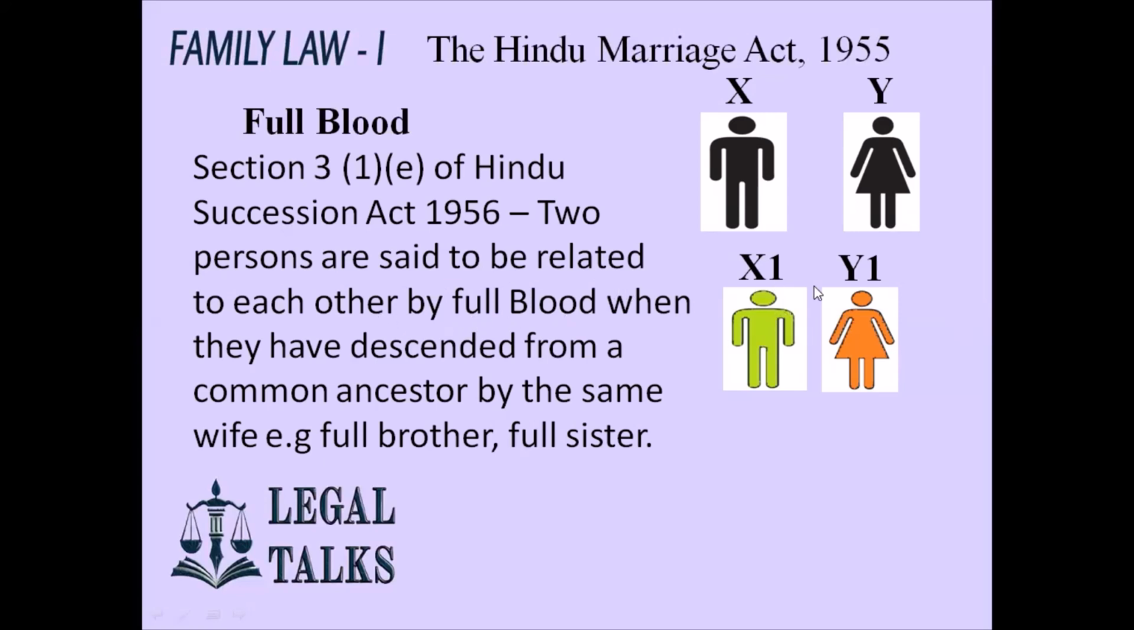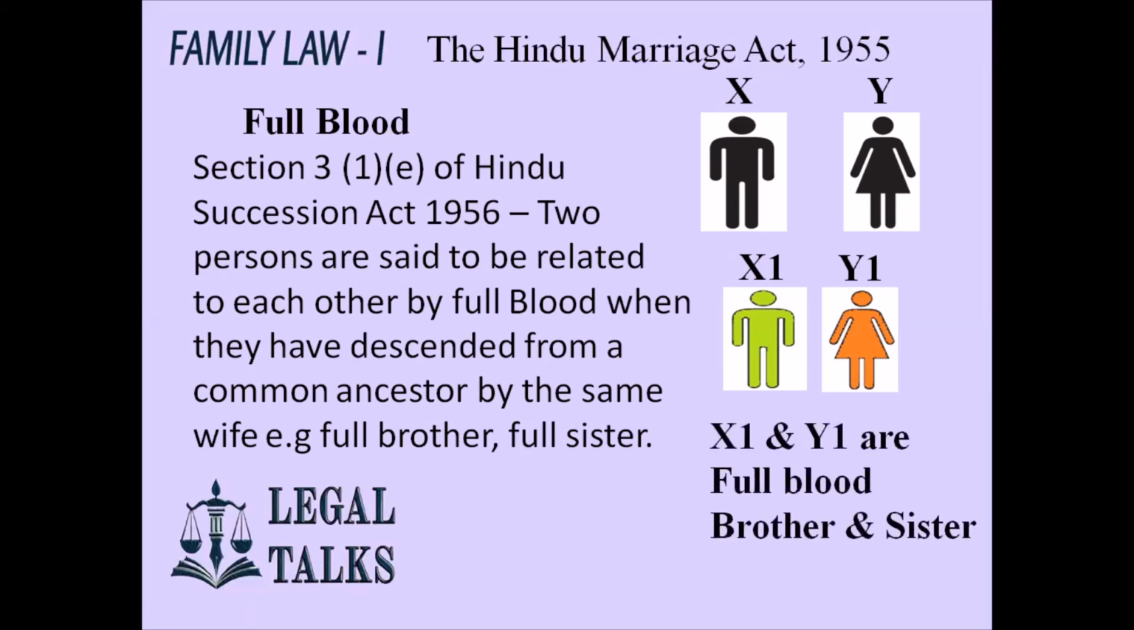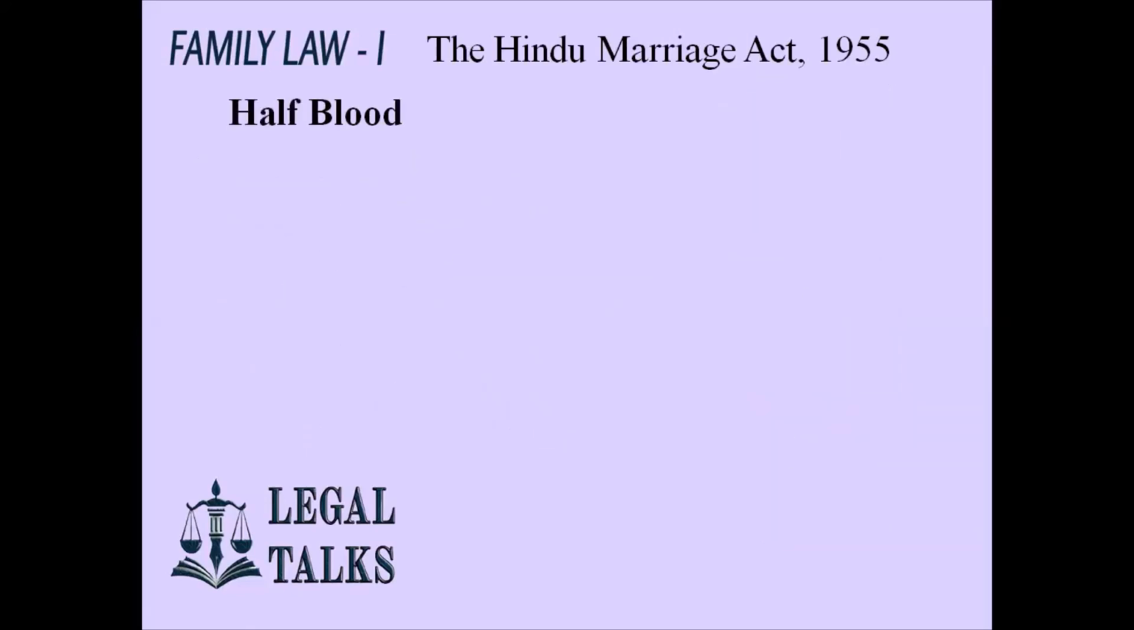Now, who are related by blood? X1 and Y1, when they have descended, meaning when they have a common ancestor. Now, who are the common ancestors here? Mother and father are the common ancestors. So in such a case, we say X1 and Y1 are full blood brother and sister. Okay, so we'll move on further with half blood.